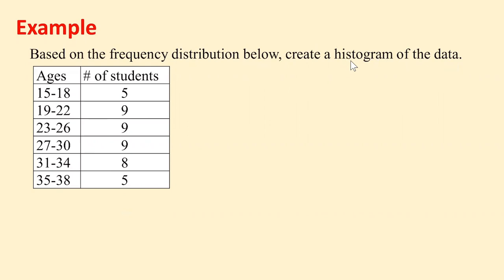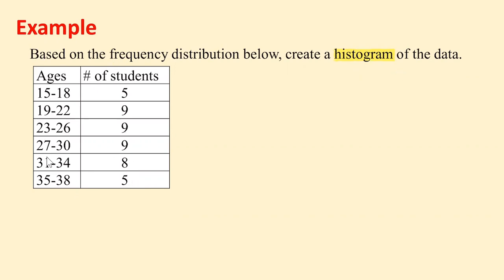So when we talk about histograms, we can construct a histogram for continuous data. So a histogram is the graph for the continuous data. So when you look at the classes here, ages are classes 15 through 18, 19 through 22, 23 to 26, and so on. And the number of students, that is the frequency.